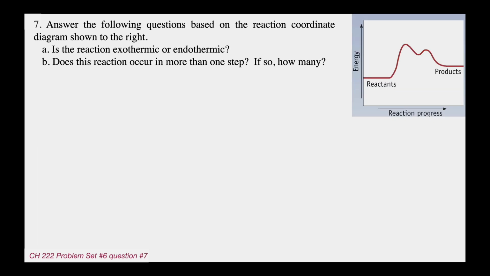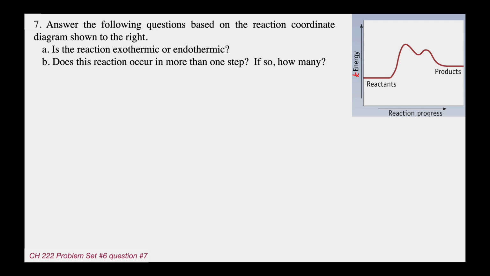Answer the following questions based on the reaction coordinate diagram shown on the right. Notice that on the right, that picture there kind of looks like a person that's fallen down. I don't know, I have a weird sense of humor, but anyway, the important part for us here is not your instructor's impression of pictures, but notice that reactants are on the left and products are on the right, okay? So we're seeing here basically an energy diagram for how reactants go to products.